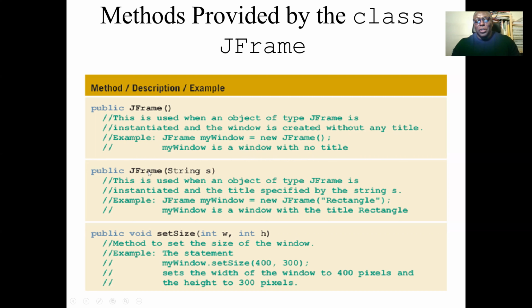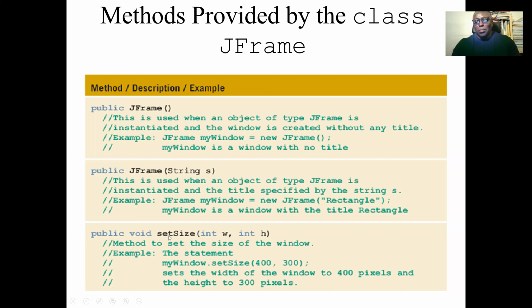Then here we have a JFrame constructor, this time with a parameter. The parameter will be the title of the window. This is used when an object of type JFrame is instantiated and the title is specified by the string S. So for example, I can have JFrame myWindow equals new JFrame with the title of the window being Rectangle. After I create it, this is the first method we call, the constructor, to initialize or create the window. Now I can set the size of the window.